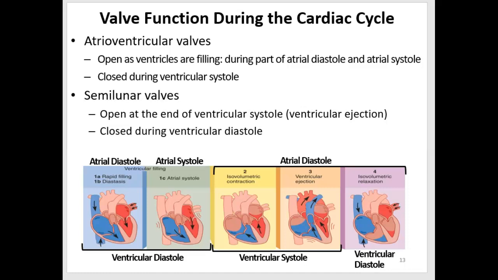The semilunar valves open at the end of ventricular systole when blood is ejected into the aorta and the pulmonary trunk. These valves will close when the ventricles begin to relax to prevent the backflow of blood into the ventricles. The semilunar valves remain closed for the rest of the cardiac cycle. So the AV valves are open during two phases, during atrial diastole and atrial systole. The semilunar valves are open only at the end of ventricular systole.